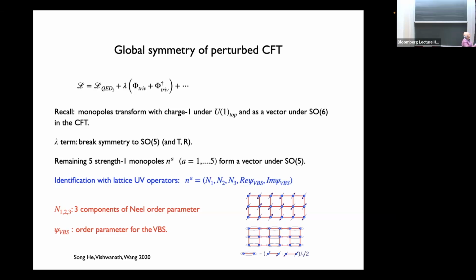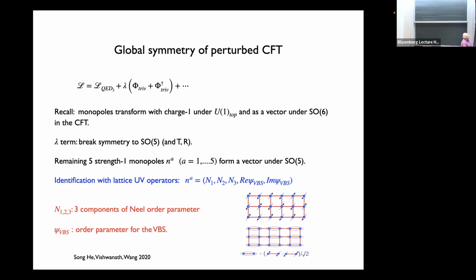So once I add this monopole, that symmetry is gone. The SO6 is reduced to SO5 because I'm polarized along one direction of SO6. So I only have rotations in the remaining 5 directions. Okay? And I have discrete symmetries of time reversal and reflection. So these remaining 5 strength 1 monopoles form a vector under an SO5 symmetry group. So this theory has an SO5 symmetry.